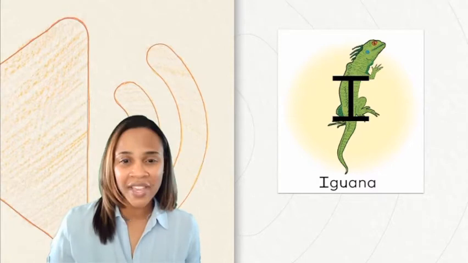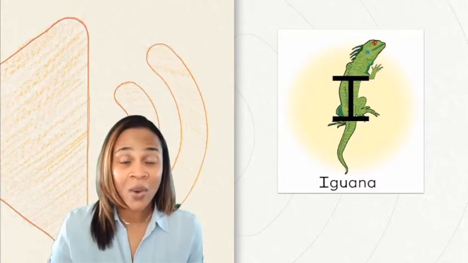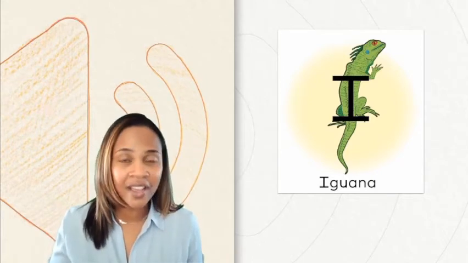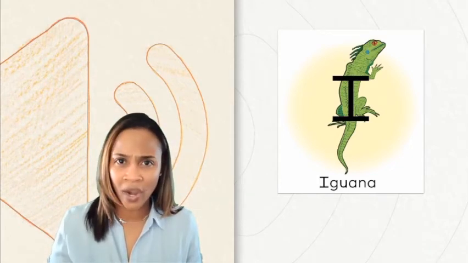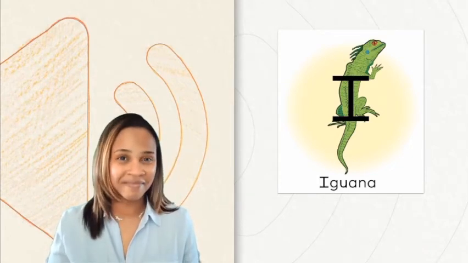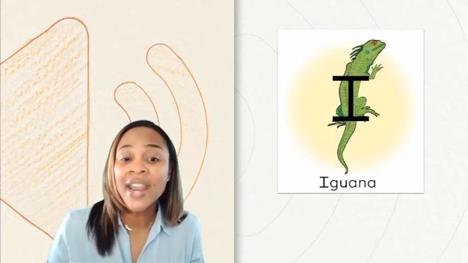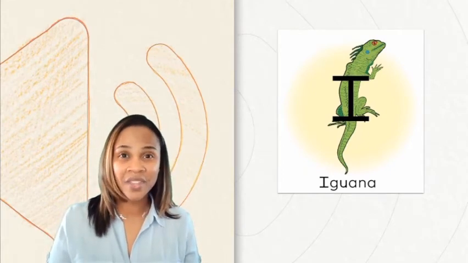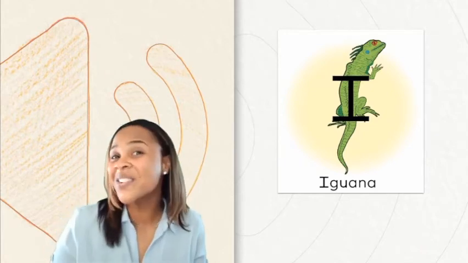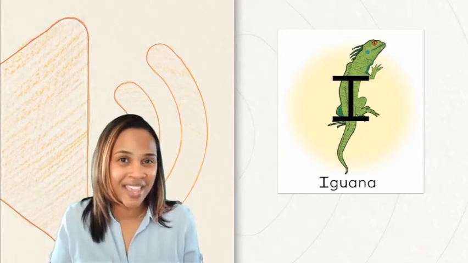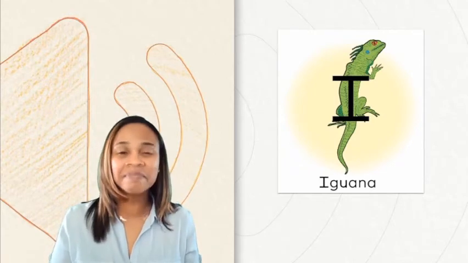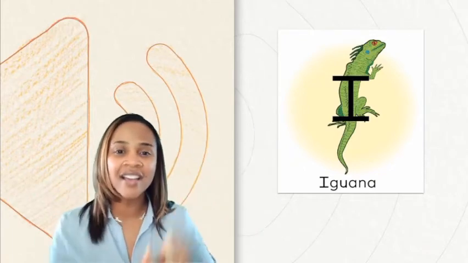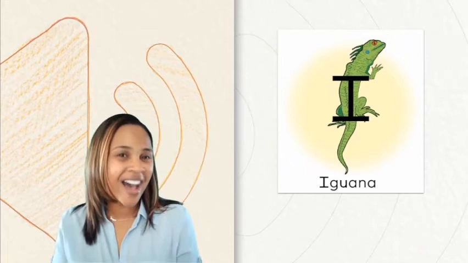Right. There are three beats or three syllables in the word iguana. Iguana. Right. Three syllables. What is the first syllable in the word iguana? Ig. What is the second syllable we hear in the word iguana? On. Right. And what is the last syllable we hear in the word iguana? Right. Iguana. Yes. Iguana. Awesome work.